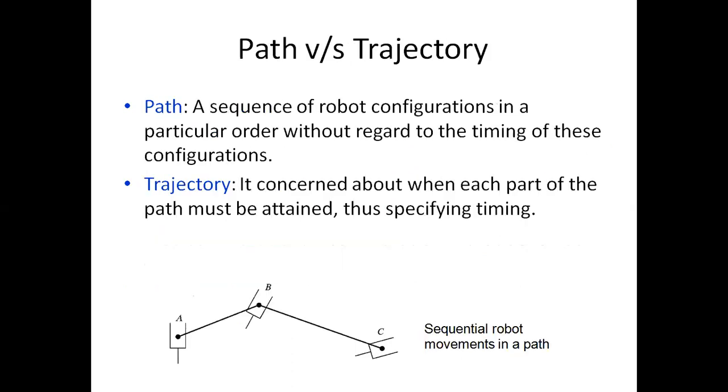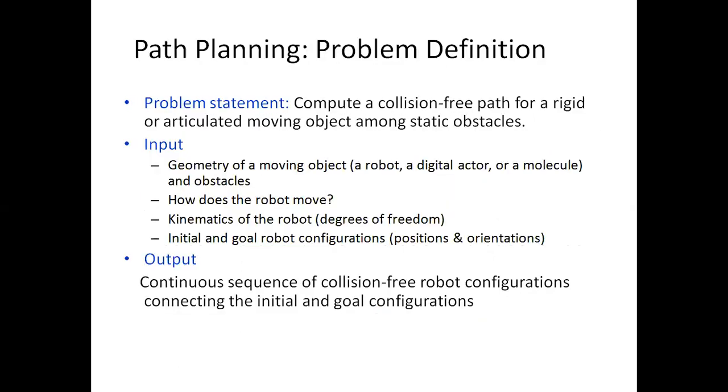So when you are going for path versus trajectory, a path is a sequence of robot configurations in a particular order without regard to the timing of these configurations. A trajectory is concerned with when each part of the path must be attained, specifying the time. So we have to define the path planning problem definition, that is, we have to compute a collision-free path for a rigid moving object among static obstacles.